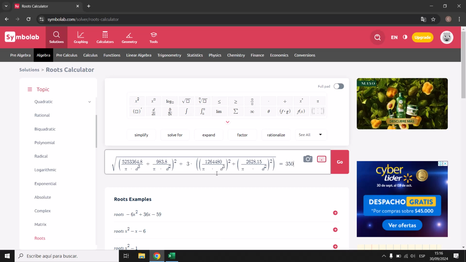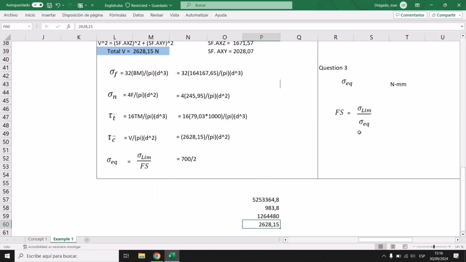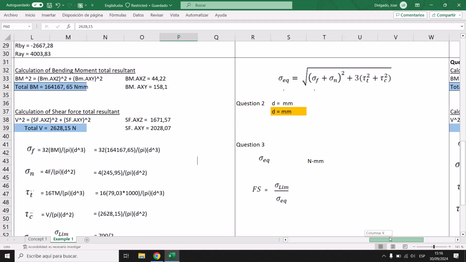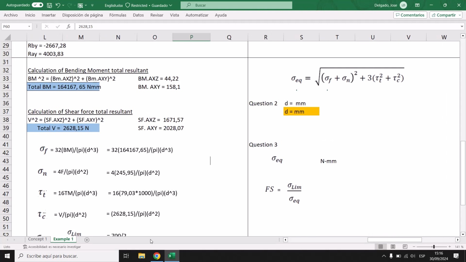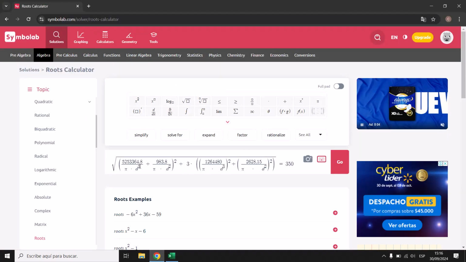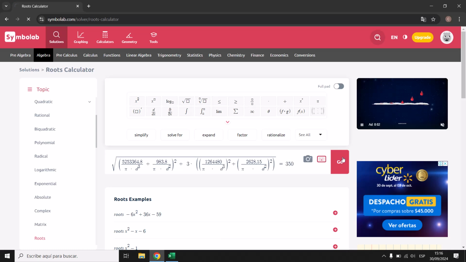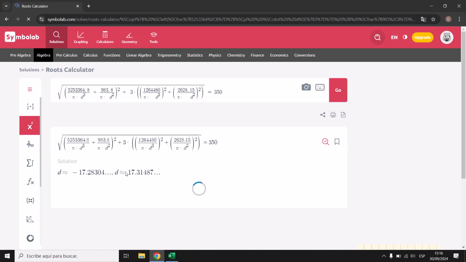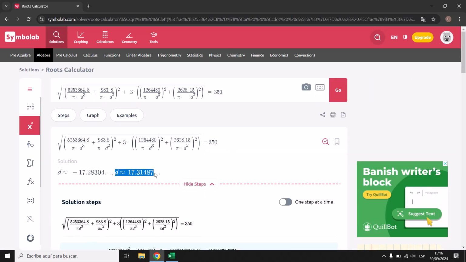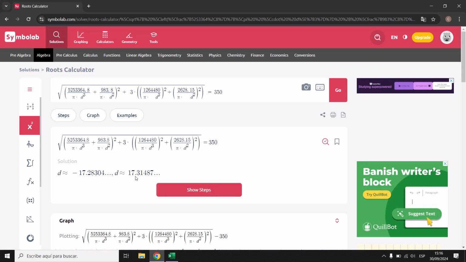Okay, this is our, just to save time. Here, here. Just go. Here you're going to have your roots. 16.31. So just, I'm not going to want this.